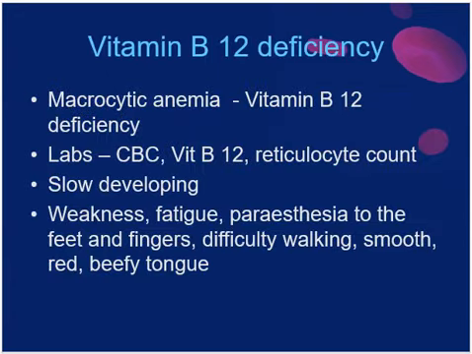Let's talk next about vitamin B12 deficiency, and that is considered a macrocytic anemia, and these are usually vitamin B12 issues. Labs that we would use to check this would be a CBC, a vitamin B12, and a reticulocyte count. This lab is going to tell you the new number of blood cells that are produced in the body. Vitamin B12 deficiencies are typically slow developing. The two that you may often hear about is a vitamin B12 deficiency, and then also pernicious anemia.